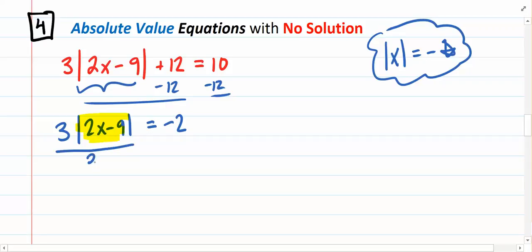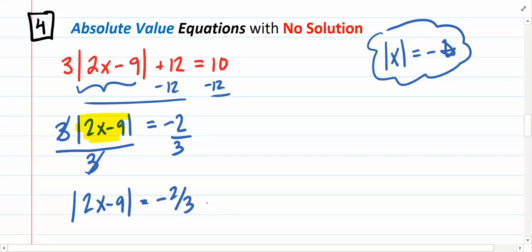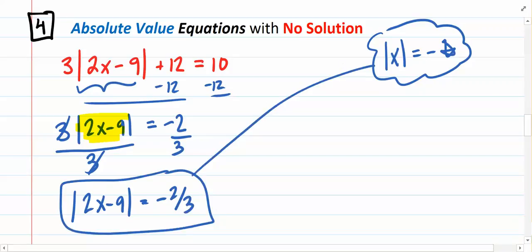So I'm going to go ahead and keep going just to pretend like I don't know what's going on. If I divide both sides by 3, I get the absolute value of 2x minus 9 is worth negative 2/3. So look, this has the exact same structure as that, in the sense that I have the absolute value of something equal to a negative number. Whenever this happens, there is no solution to the original absolute value equation. Sometimes that happens and sometimes it's okay.